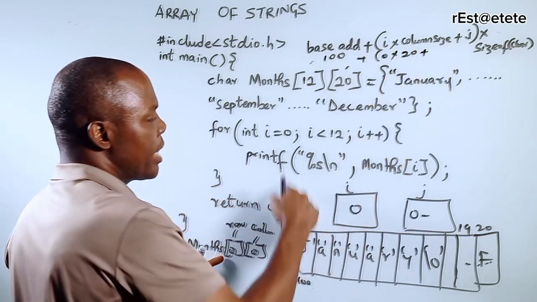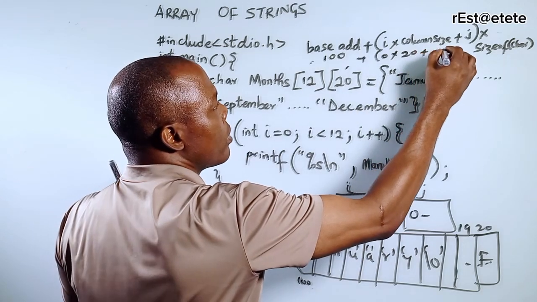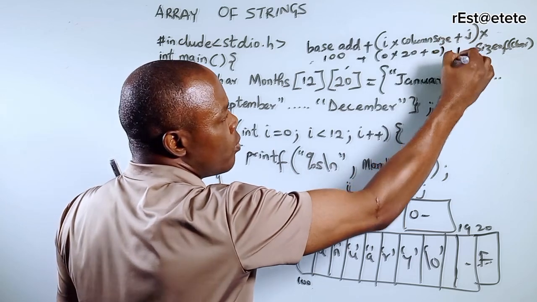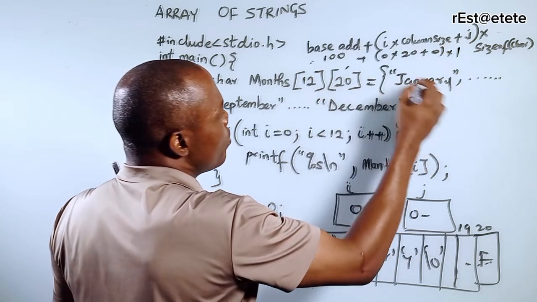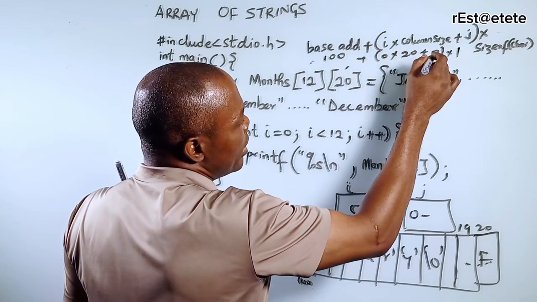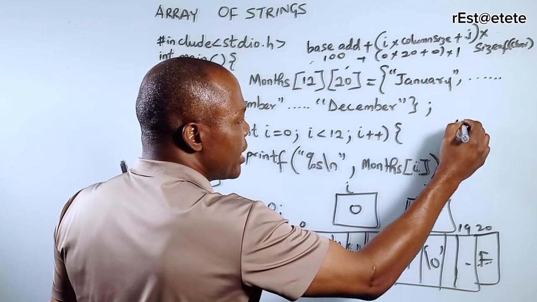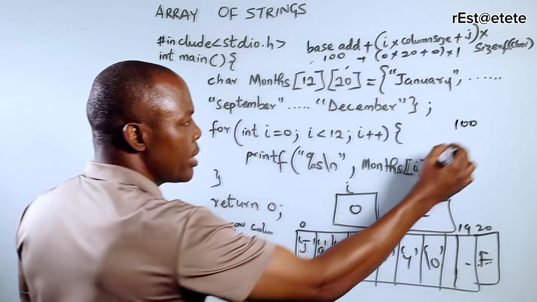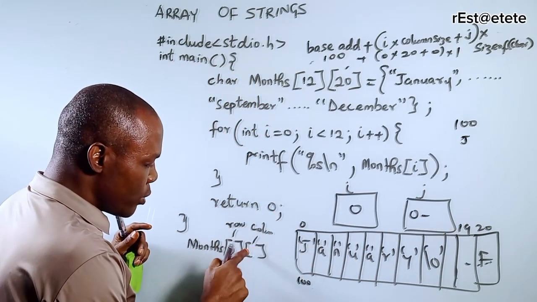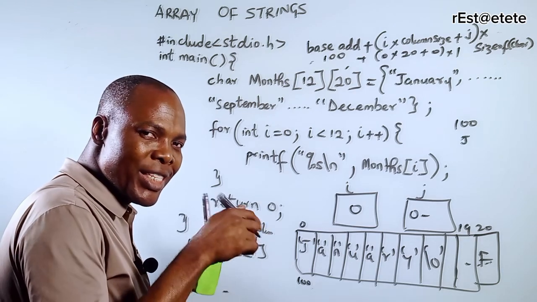Plus j. Now you've entered. So the first one, j will be what? 0. Multiply by size of char. Character is what? 1 byte. So this one will give me 0 times 20 is 0 plus 0 times 1. That is 0. So the base address is what? 100. It will print out J. Now this place will change to 1. So that means I'm still in the j loop.